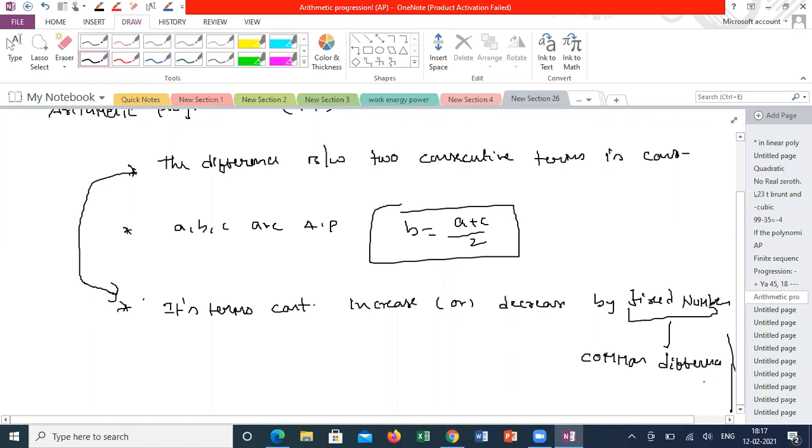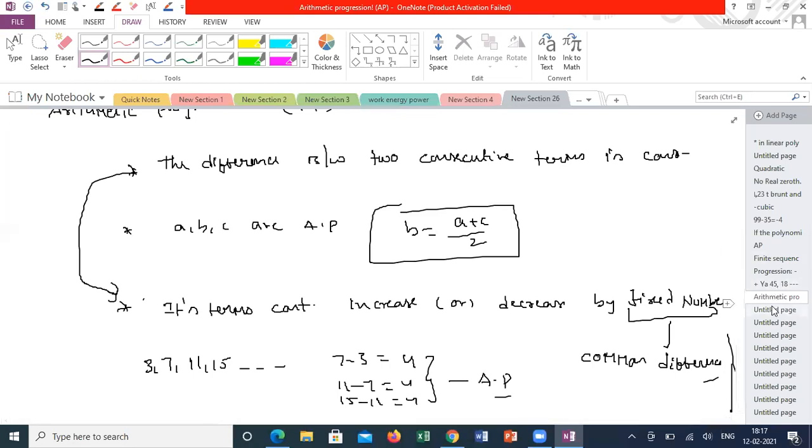These are the basic data we have to keep in mind when we are proceeding to arithmetic progressions. So suppose I am giving some sequence, how can I say whether it is an arithmetic progression or not? 7 minus 3, 4; 11 minus 7, 4; 15 minus 11, 4. So then I can say the given sequence is in arithmetic progression. Clear?